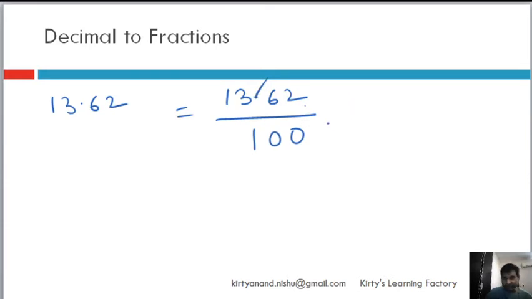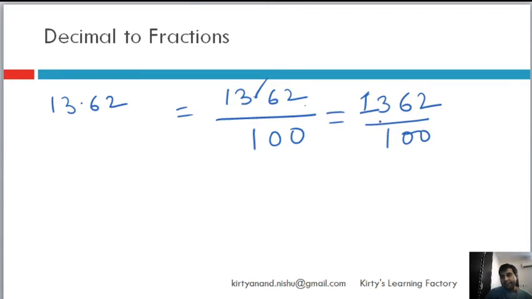We strike it off. So you can do it mentally also. That's how my father taught me and that's how I'm teaching you. Some of these methods are old school village methods, which if you learn, will stick with you for years and years together, and your fundamentals will be absolutely strong. So the number which you get is 1362 by 100.